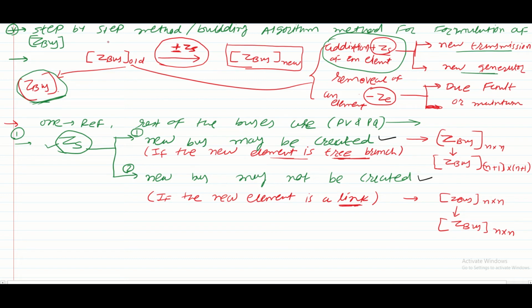So in the step-by-step method, if the new element is added, then the previous matrix is designated as Z bus old, and after addition of the new element, the matrix will be designated as Z bus new. And here is the possibility of addition and removal of the element in the network.